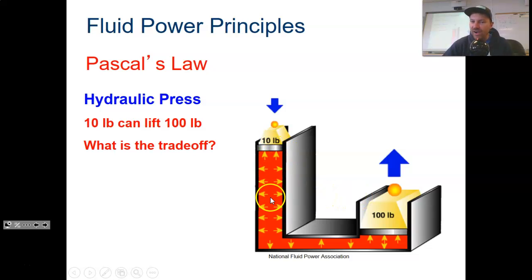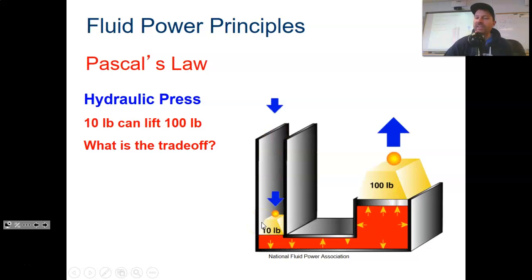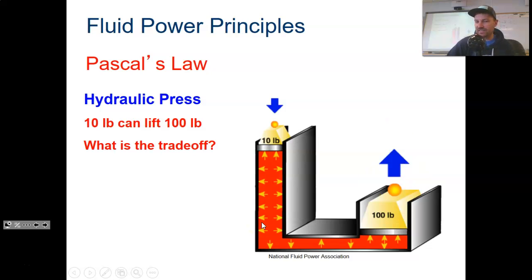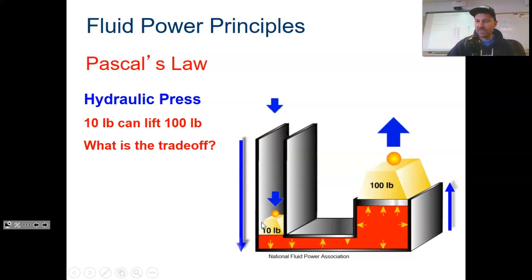So this 10 pounds can lift this, but again, the trade-off is distance. You push down on this, you're going to push this 10 feet, but you're going to make this thing only go up 1 foot. That's if it's 100% efficient. You're going to have a trade-off. If you're going to use 1/10 the force, you're going to have to use 10 times the distance to make this work, assuming it's 100% efficient.